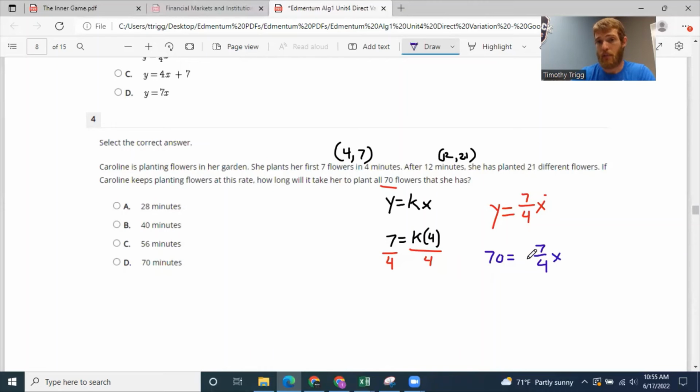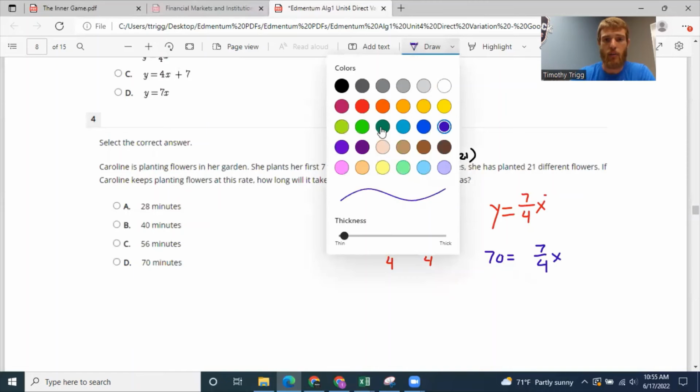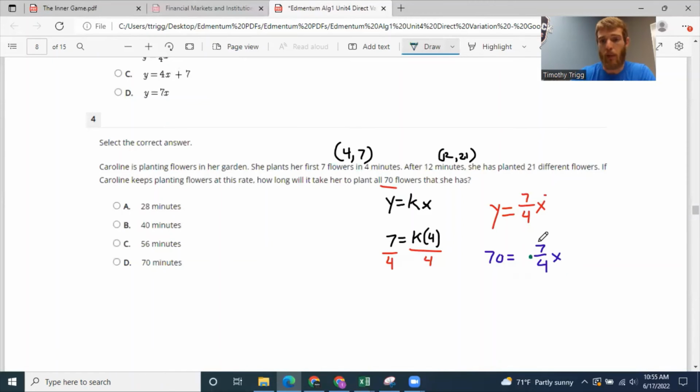Notice I'm leaving a bit of space here. The reason why is because I like to leave a little bit of space to multiply this side by the reciprocal of the fraction. You could always get rid of a fraction in any equation by multiplying by its reciprocal. So I'd multiply the other side as well by 4 over 7. This cancels this. So go ahead and multiply 4 over 7 times 70 to figure out the answer.